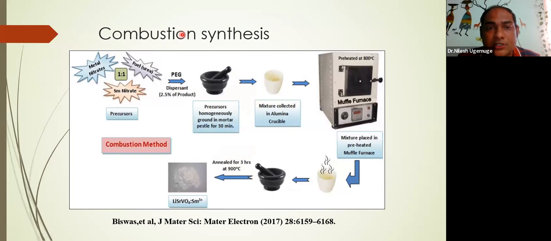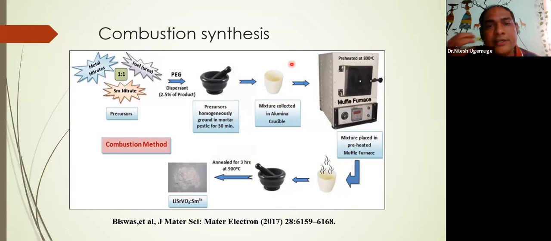There are a lot of questions in the chat that I have to answer. So I'll be talking for the next 10 minutes only. Can anyone tell me the difference between solid state method and combustion method? Here what we do, what we are trying to do, and why.